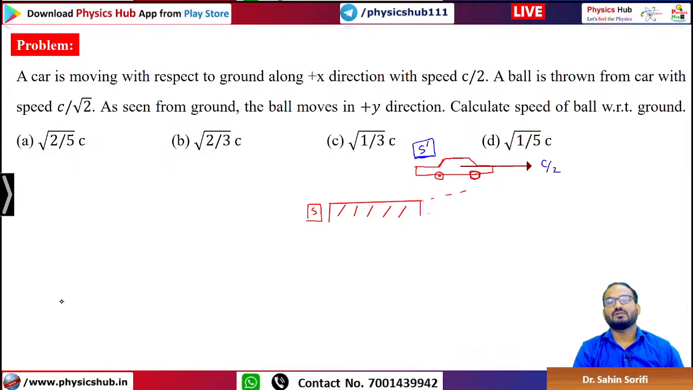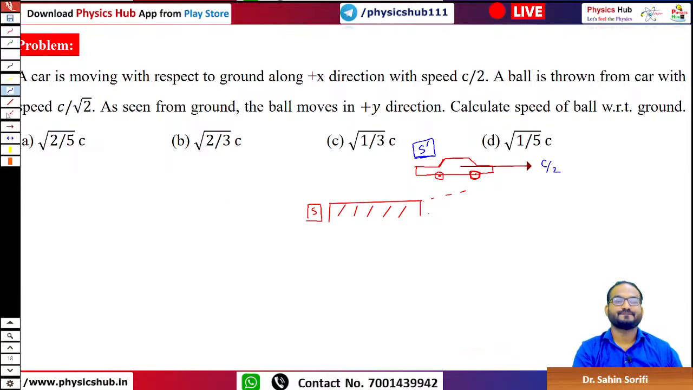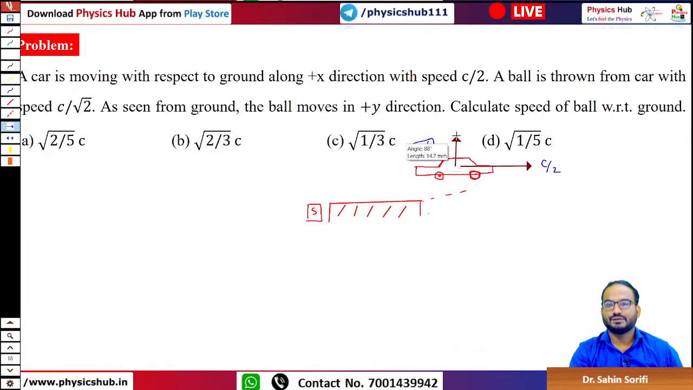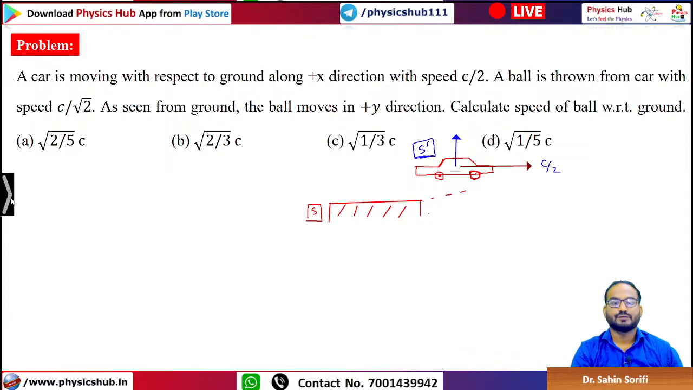As seen from the ground, the ball moves in y direction. So a ball has been thrown along y direction. So let's say this is your y direction. So the ball has been thrown along y direction. So it will only have components. A ball is thrown from car with speed c by root 2. As seen from the ground, the ball moves in plus y direction. Calculate the speed of the ball with respect to ground.